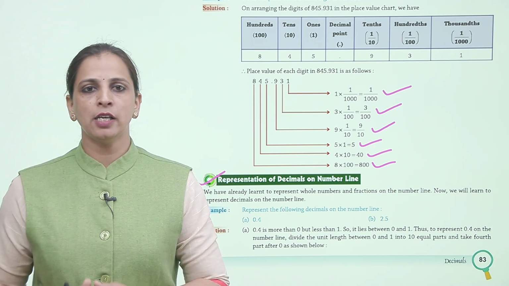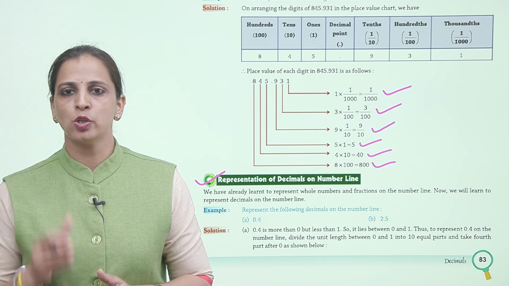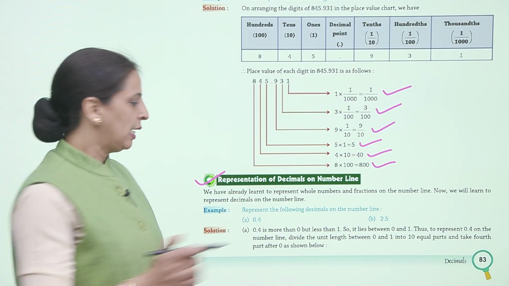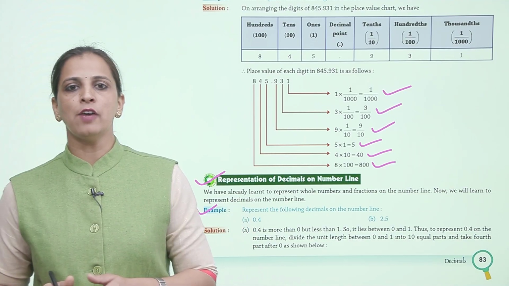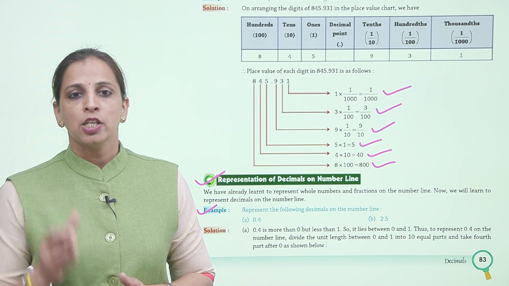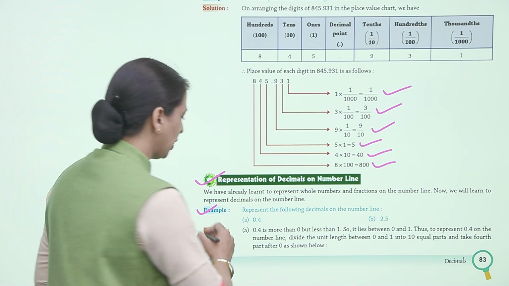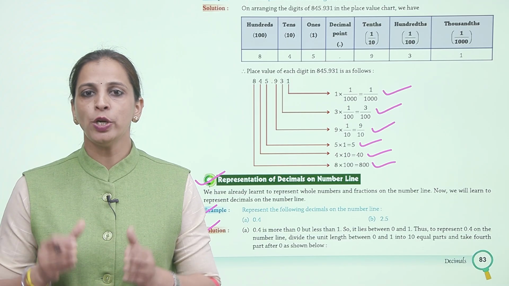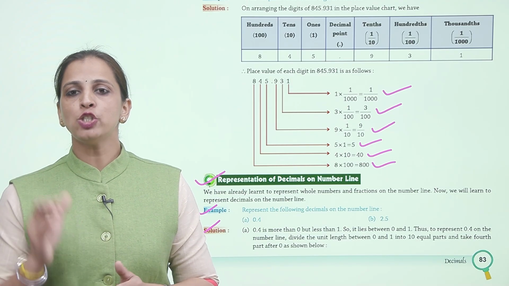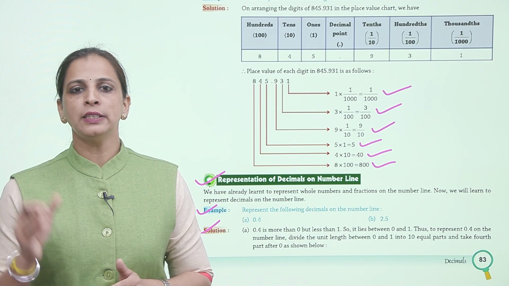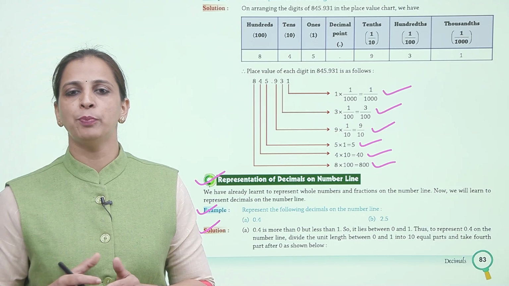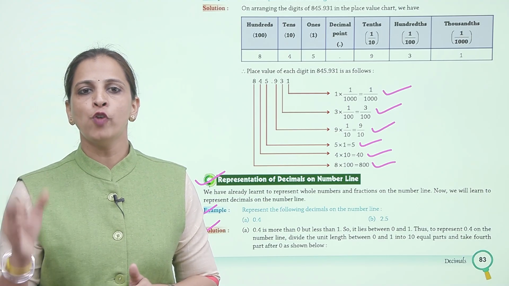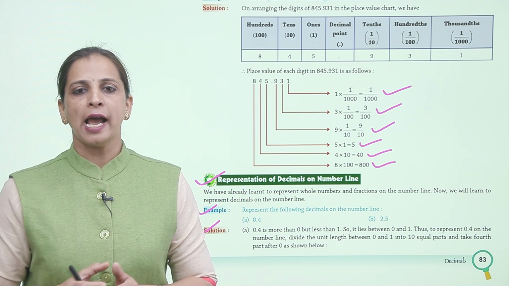We have already learned to represent whole numbers and fractions on the number line. Now we will learn to represent decimals on the number line. Let's do an example. Represent the following decimals on the number line. A is 0.4. Solution: 0.4 is more than 0 but less than 1. So it lies between 0 and 1. Thus to represent 0.4 on the number line, divide the unit length between 0 and 1 into 10 equal parts and take 4 parts after 0 as shown below.